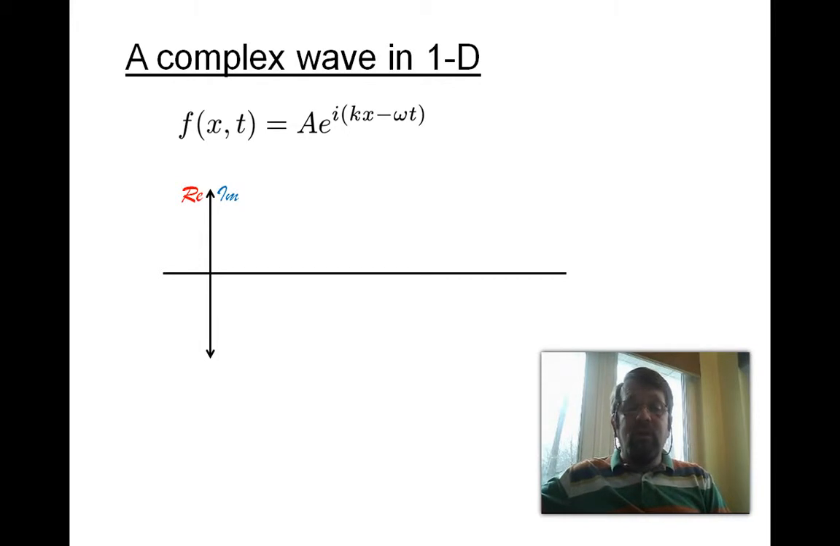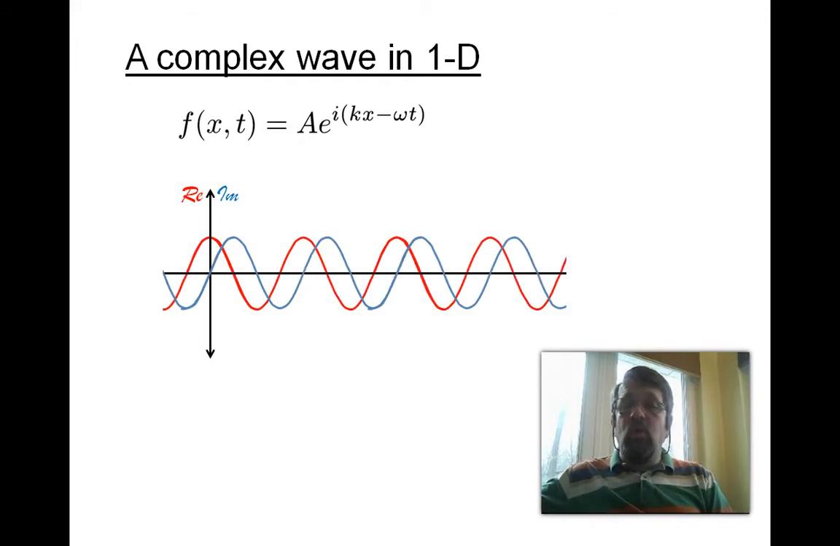So let's now consider a complex wave in one dimension. The wave function f of x and t is an amplitude A times e to the i kx minus omega t. That kx minus omega t is a factor that we're familiar with from our previous analysis of waves. And so at time equal to 0, if we plot the real part in red and the imaginary part in blue, we get a couple of sinusoidal varying factors. The red one is like the cosine and the blue one's like the sine. And then that's at time equal to 0.